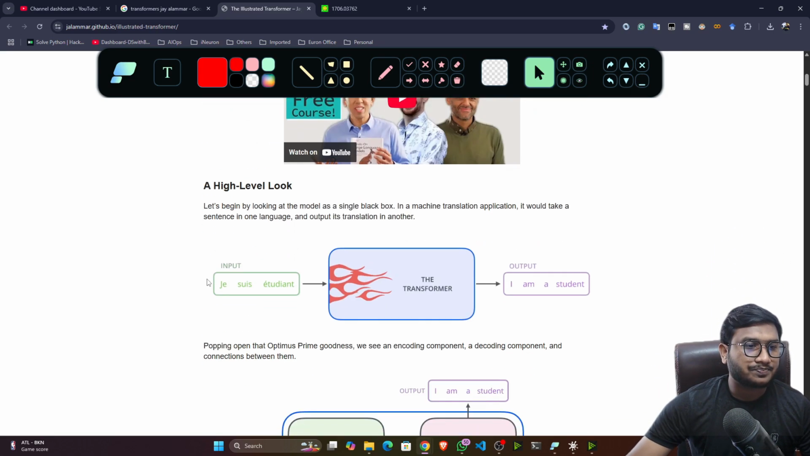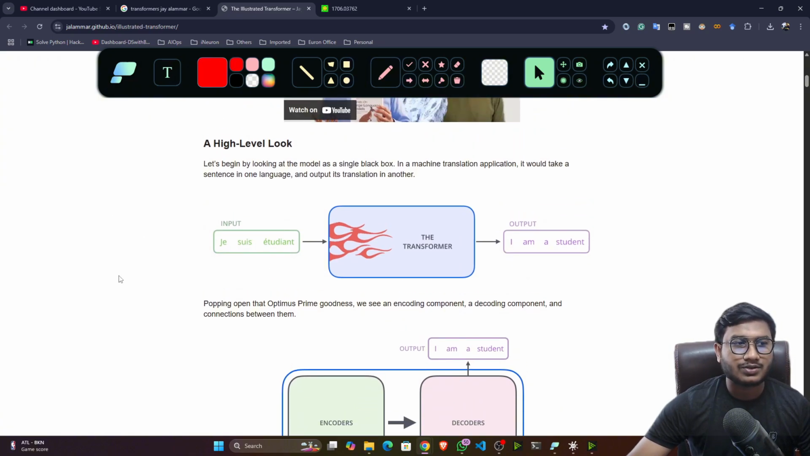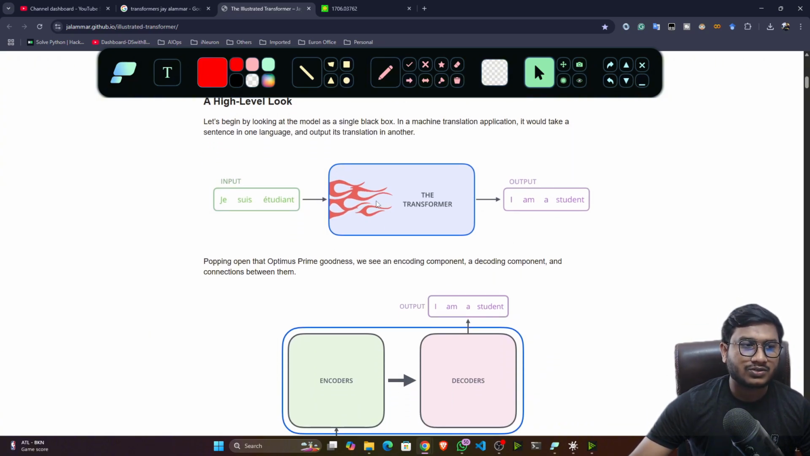So guys, you can see this is the blog. First of all, he has shown a high-level overview of the transformer. Initially you can consider the transformer as a black box. This is the transformer: you give it one input and you get an output. The example he has shown is language translation. He is passing a French input and getting an English output. Got it? So if you give any input to the transformer, it will return some kind of output.